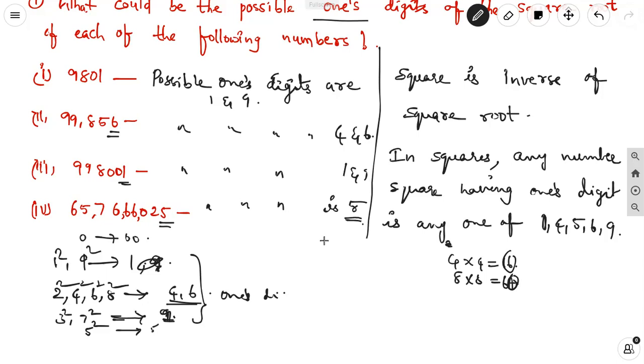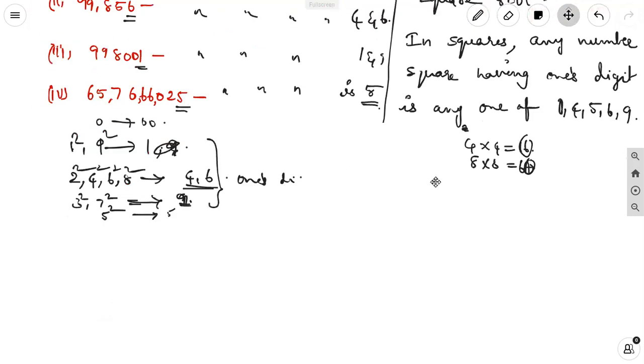This is the answer. Based on the ones place digit only, we can say the possibilities for the square root are 1 and 9, for 6 they are 4 and 6, for 1 they are 1 and 9, and for 5 it is 5 only. Okay, the second question.